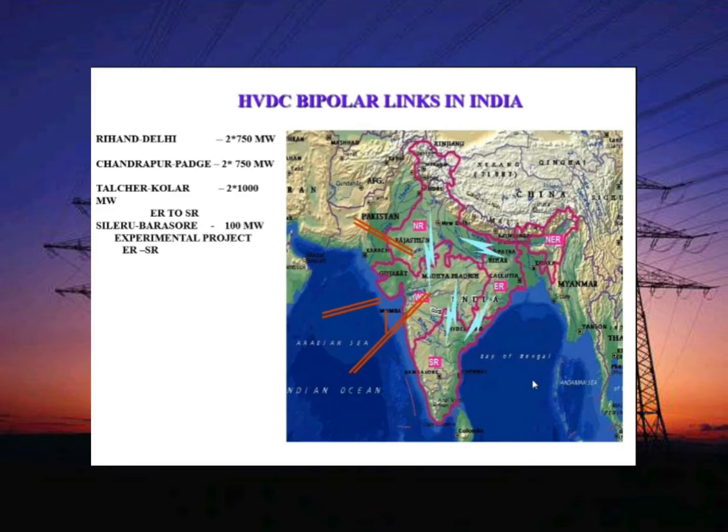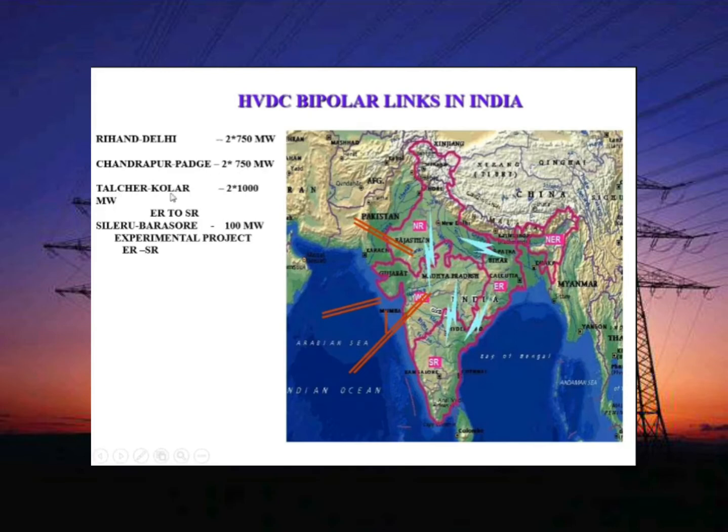In this lecture, first, this is the diagram of the HVDC bipolar links present in India. It is between Rihand and Delhi. It has a 750 megawatt capacity. It is a bipolar link, and therefore it is multiplied by 2. The second one is Chandrapur and Padghe. It is also a 750 megawatt link.